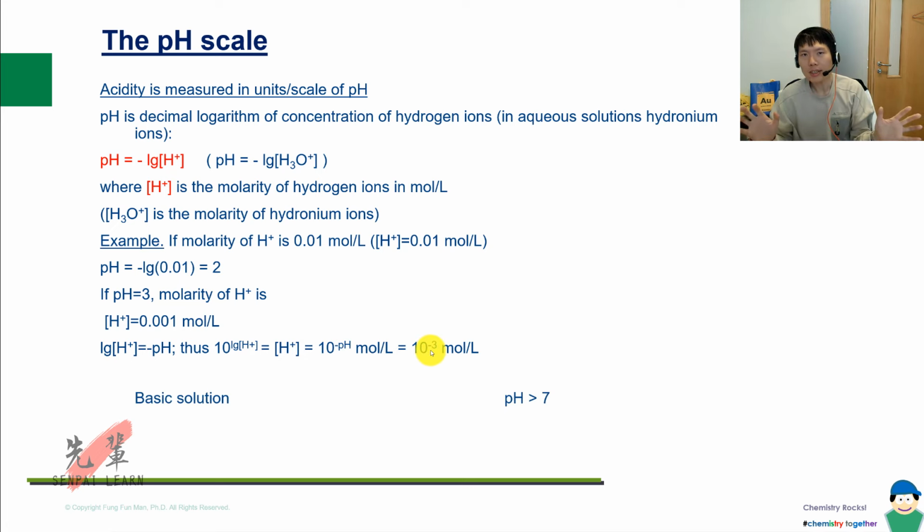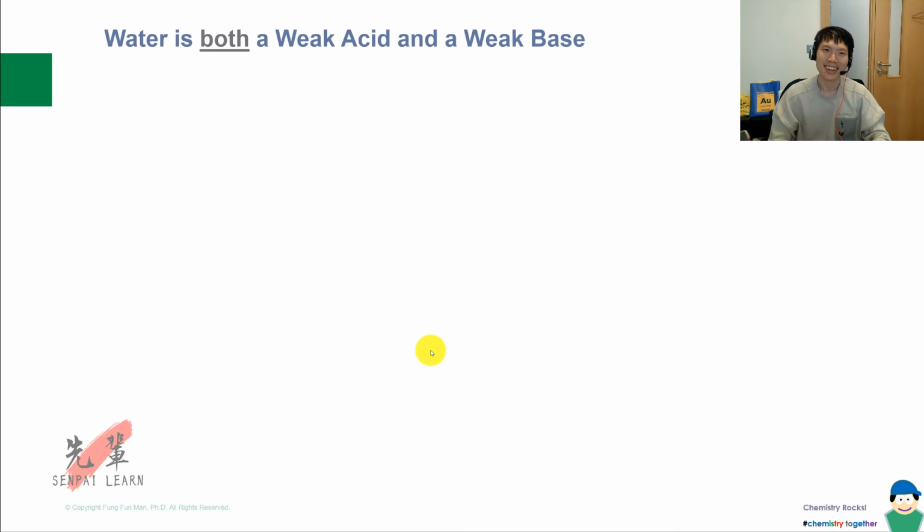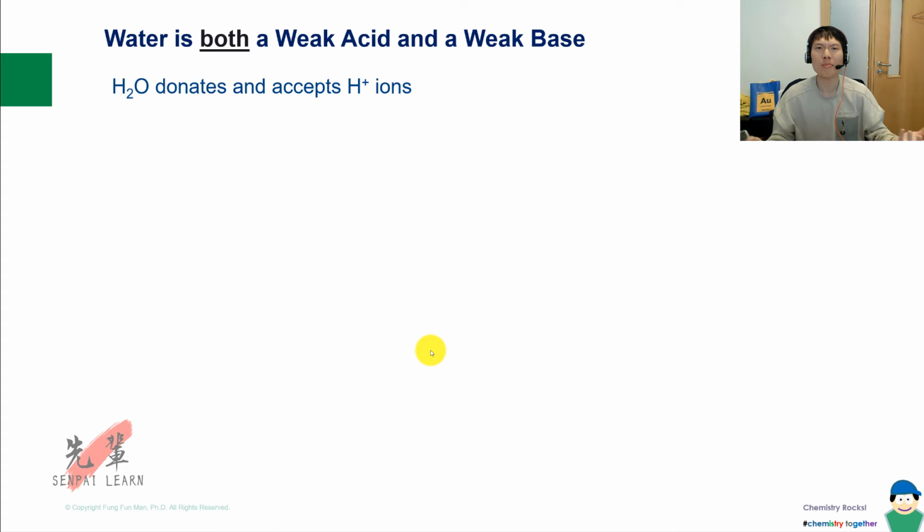So in any basic solution that feels a bit soapy, the pH is more than 7. If it's completely neutral, pure water, pH is 7. But if it's acidic, pH is less than 7. That's it. Now water is neutral, which means it can do both. It can be a weak acid or weak base, depending on the situation. Because it can be both, it's very versatile. You can donate or gain your H plus ions.